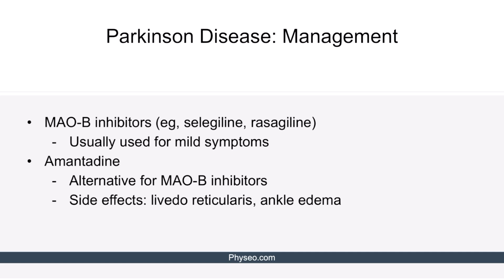Let's continue with the classes of drugs used for Parkinson's disease. We have monoamine oxidase B inhibitors, for example, selegiline and rasagiline. These can usually be used for mild symptoms. Amantadine, which is an antiviral agent, is an alternative to MAO-B inhibitors. Side effects include livedo reticularis and ankle edema.